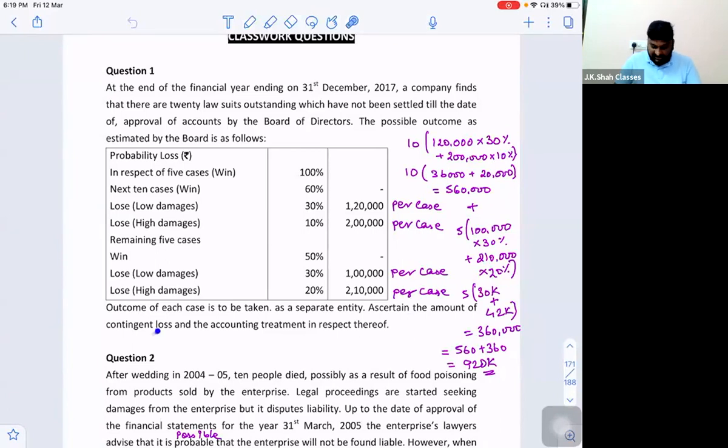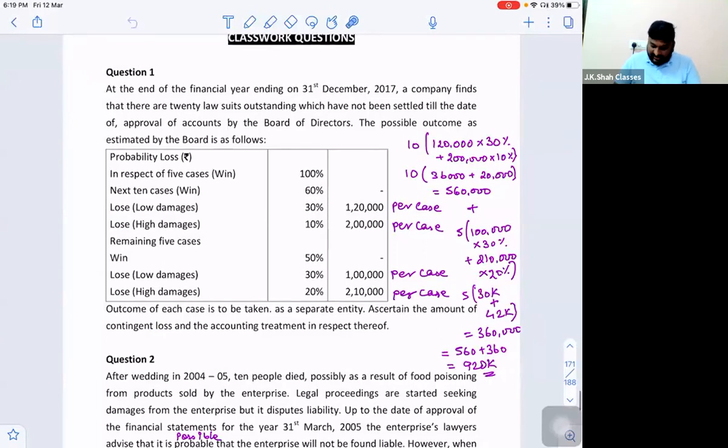Ascertain the amount of contingent loss and the accounting treatment in respect thereof. Now, sir, accounting treatment is not an issue, but let us try and understand how to calculate or ascertain the amount of contingent loss. Now, sir, what will be the accounting treatment? Sir, we have to write the recognition criteria of contingent liability in the notes to accounts as the provision paragraph.